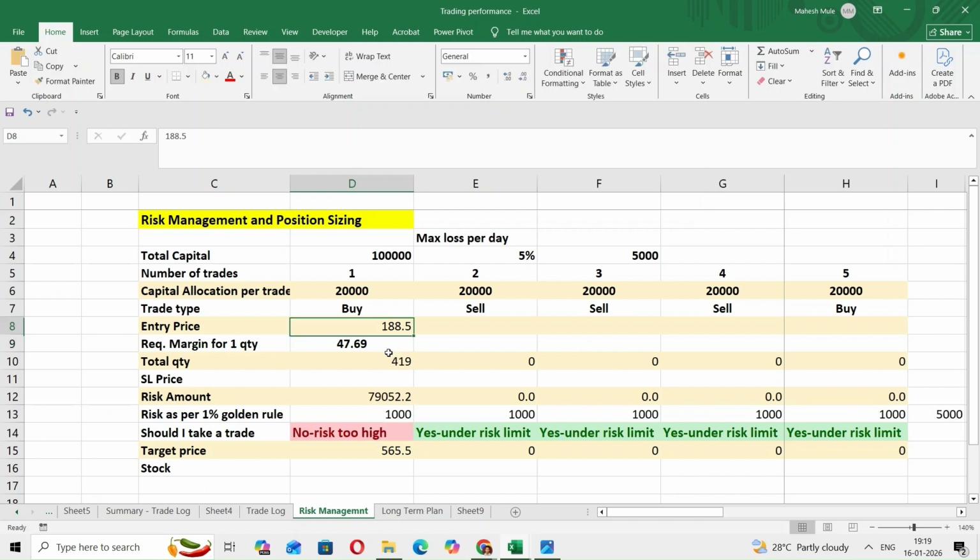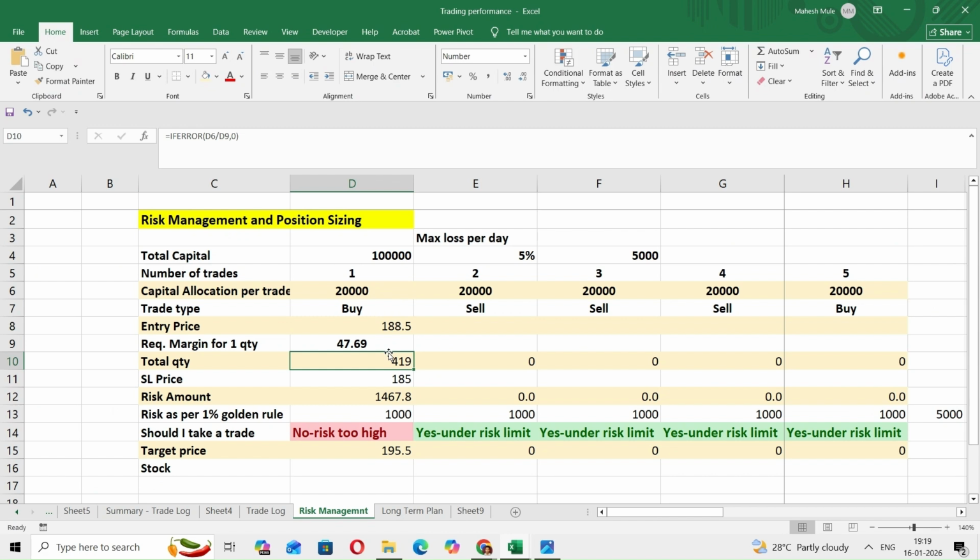Based on capital allocation per trade of 20,000, I can take 419 quantities of Tata Steel at 188.5 price. Now I need to select the SL price also. So I will look for the exact SL as per the setup. Suppose my SL is coming out to be 185, for example. I am just taking it for example.